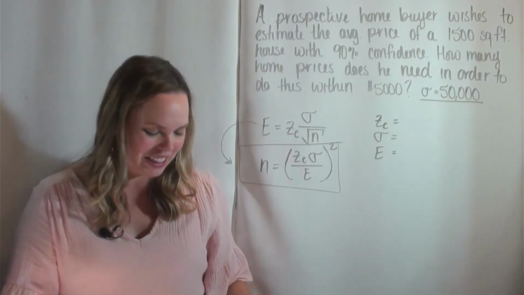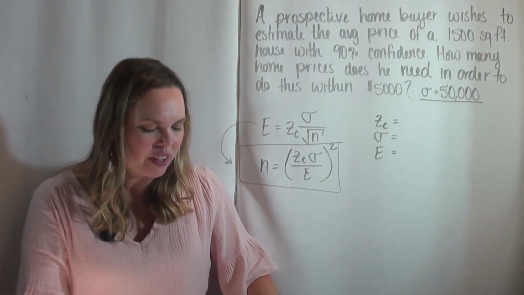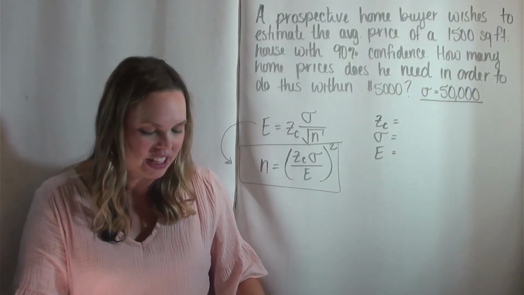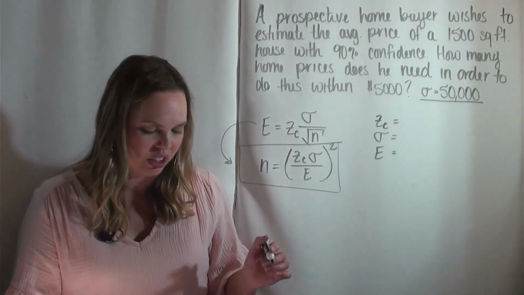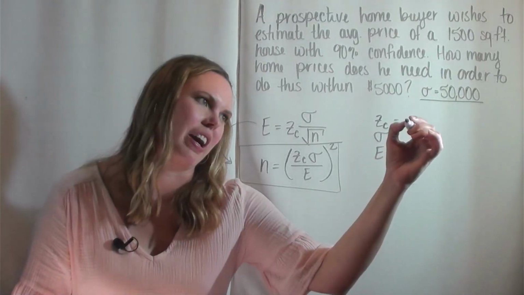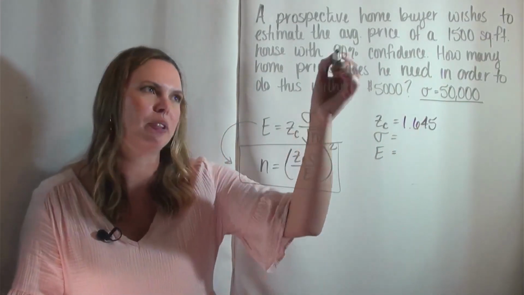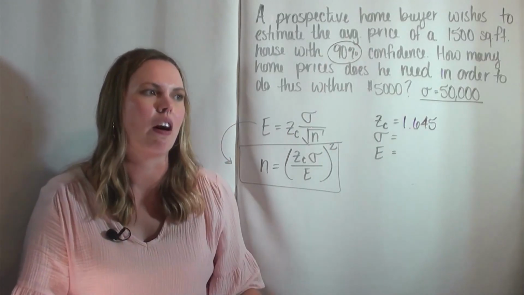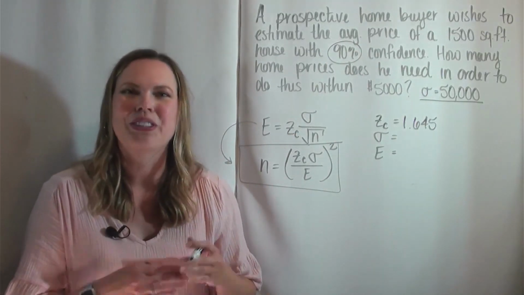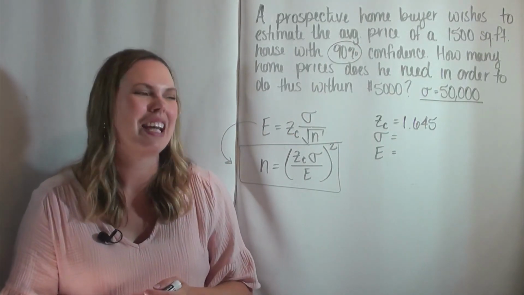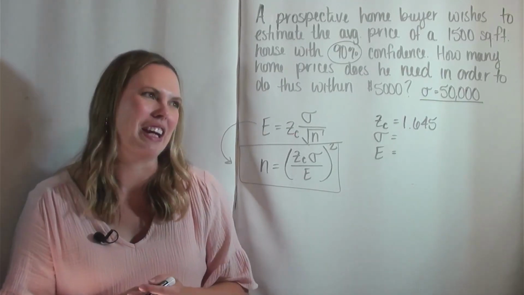And so for the z sub c for 90%, you should get a critical value of 1.645. Okay, so that comes from just knowing where we need to be 90% confident and using a table to find the corresponding critical value for that confidence level.